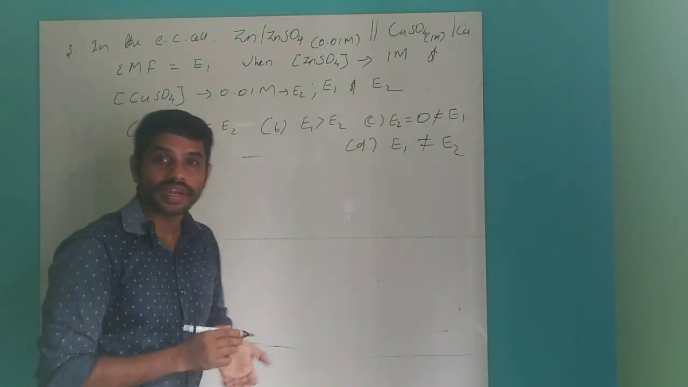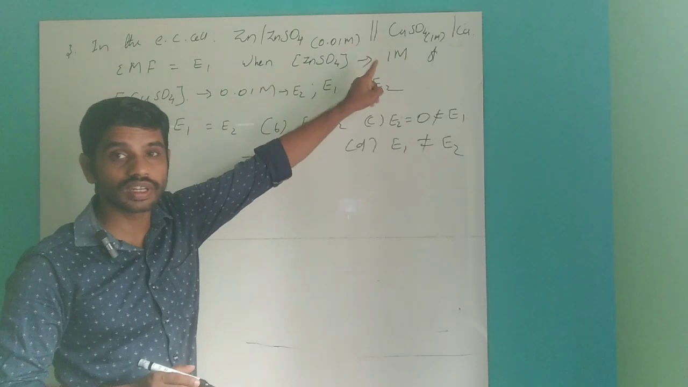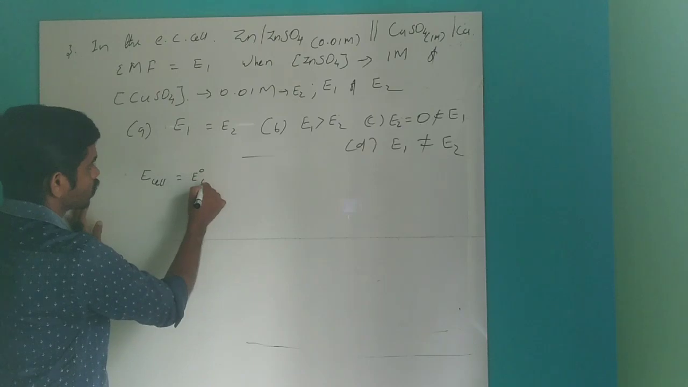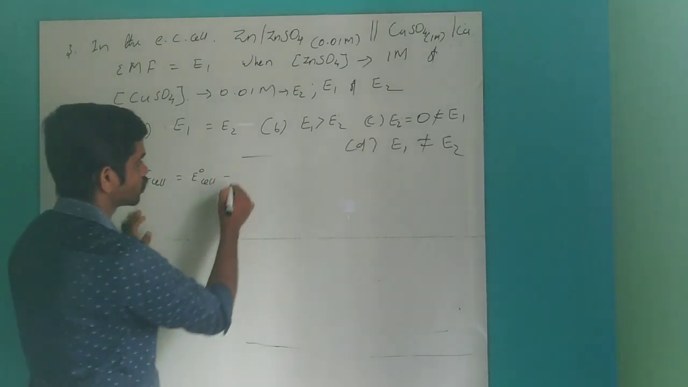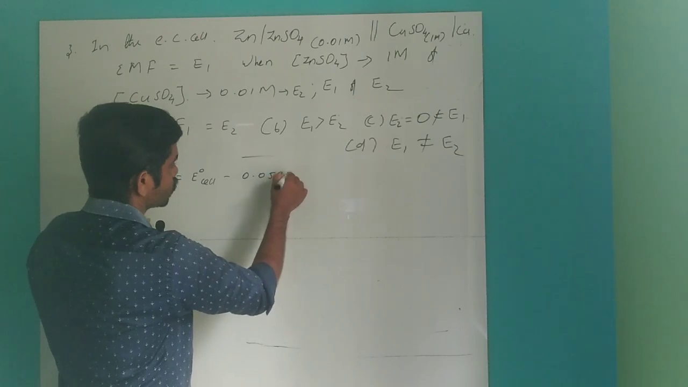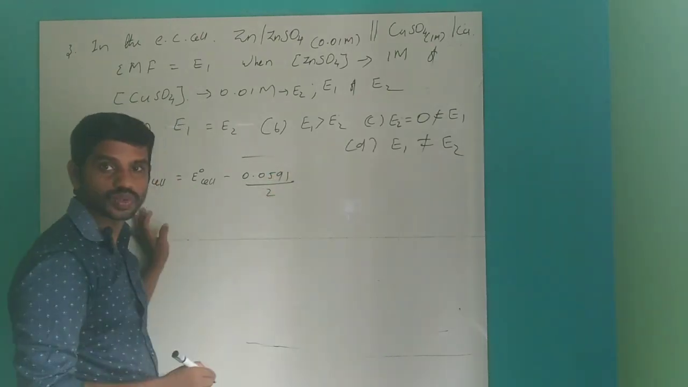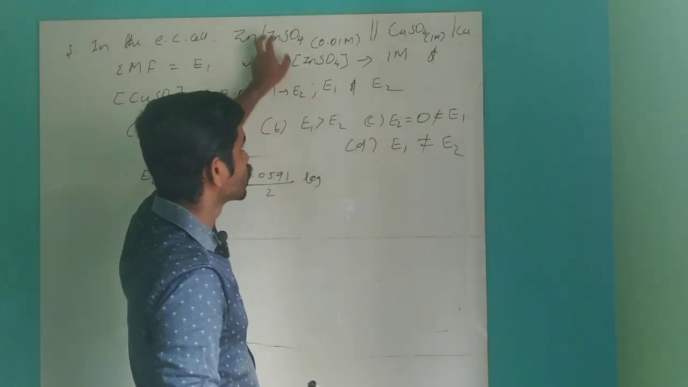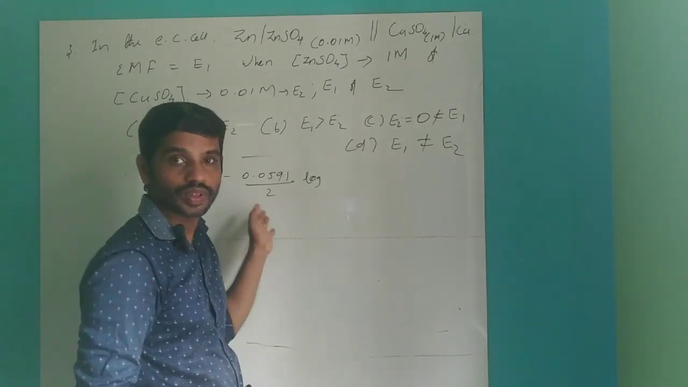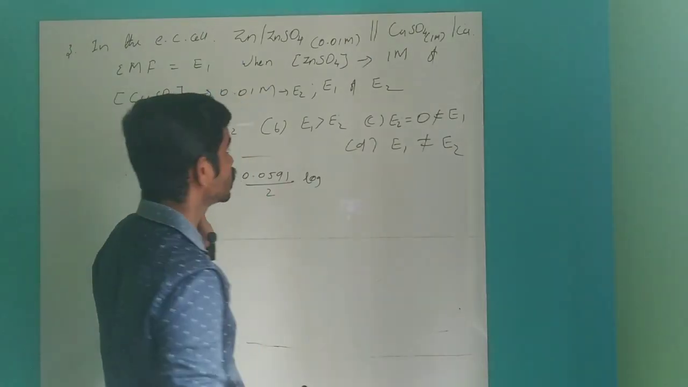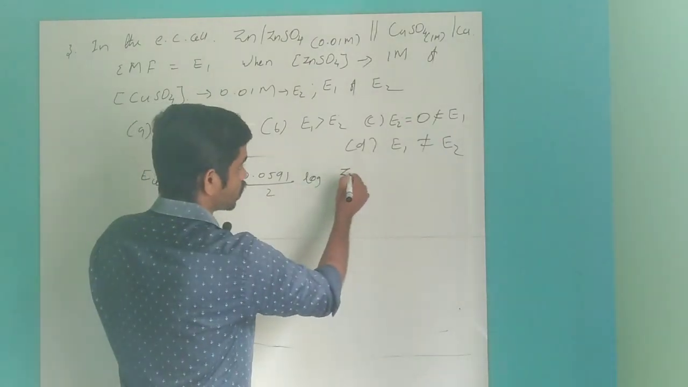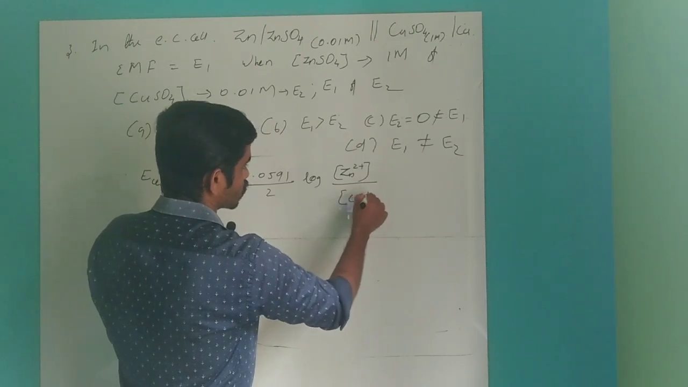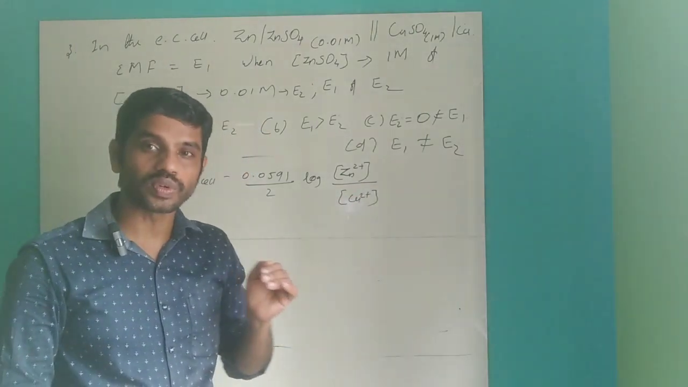So you know the Nernst equation. For this case, what is the Nernst equation? EMF is equal to E0 cell minus 0.0591 by n, where n is 2, log of the concentration of the product. Here Zn is becoming Zn2+. So it is the concentration of Zn2+ divided by the concentration of Cu2+. So this is the basic equation.